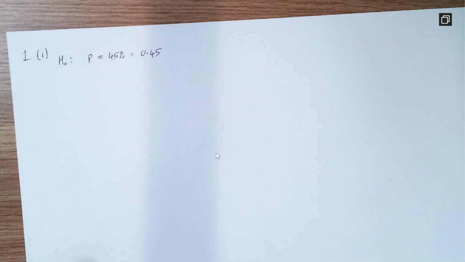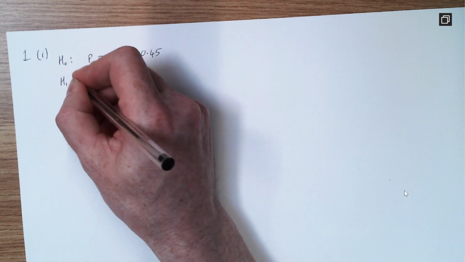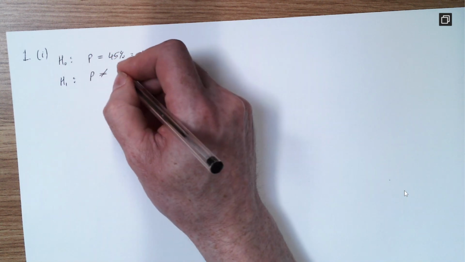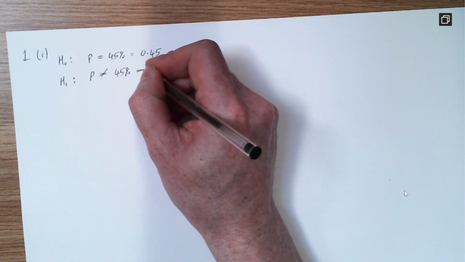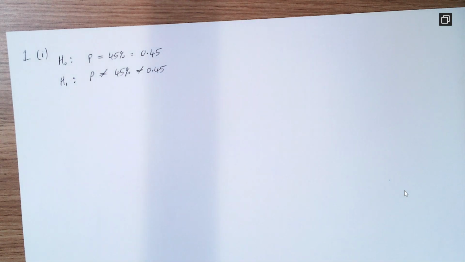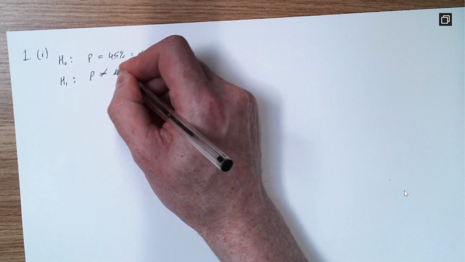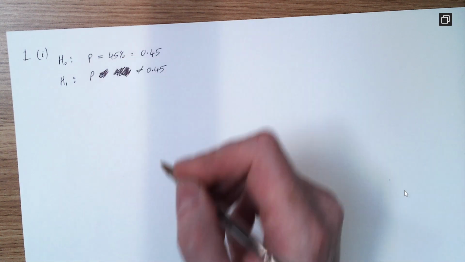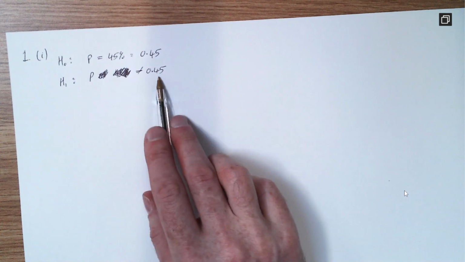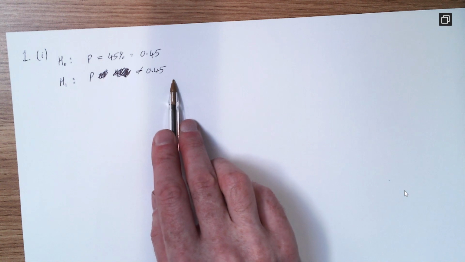Candidate is correct, so therefore that's the null hypothesis. So the alternative hypothesis H1 is that P is not equal to 45%. In this case, P is not equal to 0.45. So just determine that P is not equal to 0.45, because 45% is 0.45.